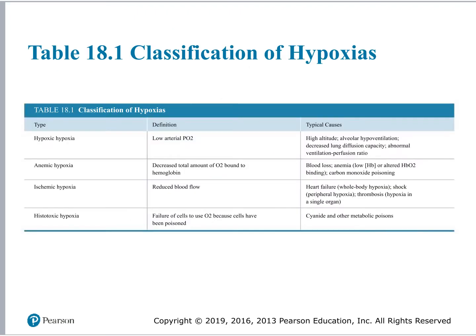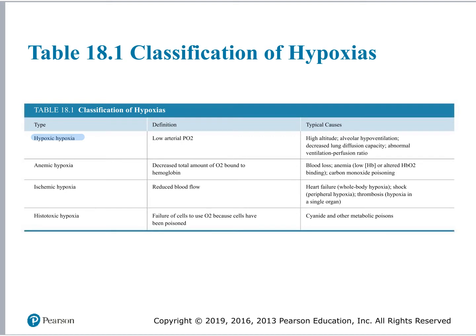This table is easy to read. It just tells you the different types of hypoxia. For example, hypoxic hypoxia, that is low pressures or low levels of oxygen in your blood, and usually it's due to high altitude. There's not enough oxygen in the air that we can get into your system in order to be delivered to the tissues.